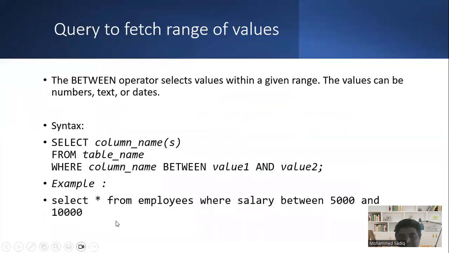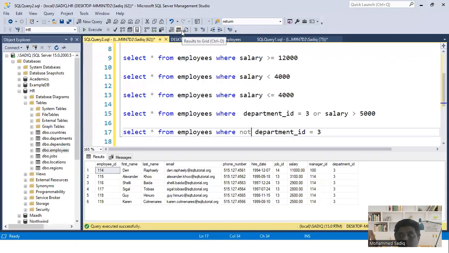Fine. The next thing is WHERE to fetch a range of values. Now you want to fetch the range of values. Okay, I want to see the employees, for example, whose salary is between 4,000 to 8,000. So employee salary should not be more than 8,000 and it should not be less than 4,000. So the question is, I want to fetch the employees whose salary is between 4,000 to 8,000.